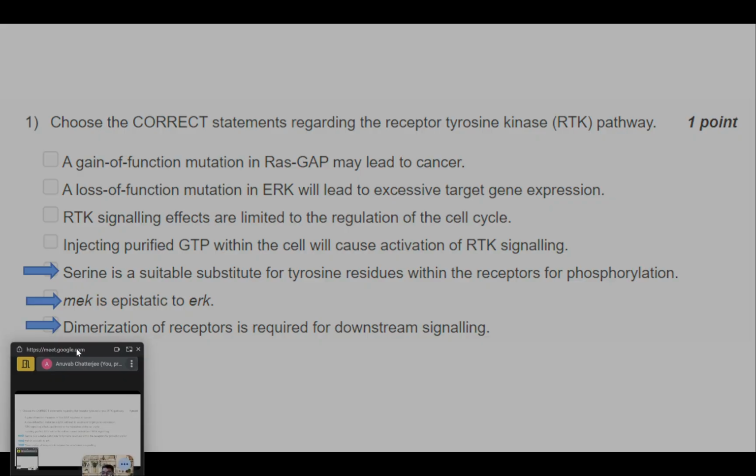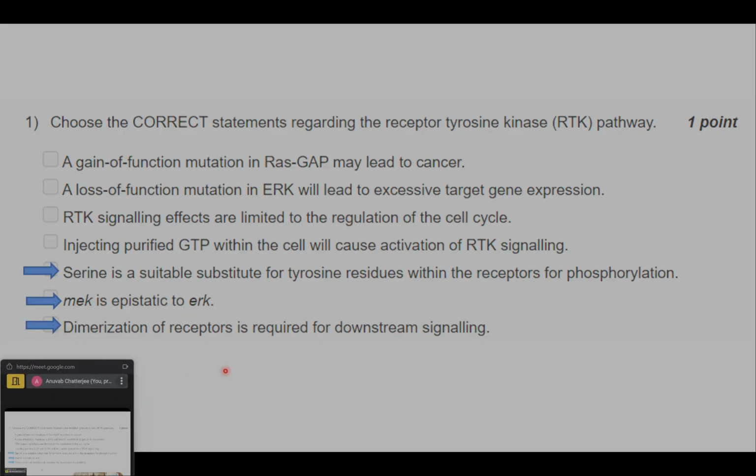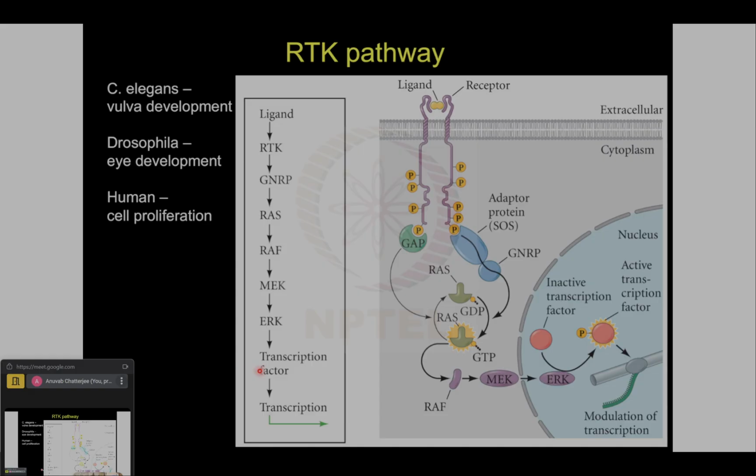Then MEK is epistatic to ERK. So where is MEK? MEK is upstream to ERK, and if we remember that in case of sequentially activating enzymatic pathways, whichever gene is upstream is called the epistatic gene, because without MEK there is not going to be any activation of ERK.